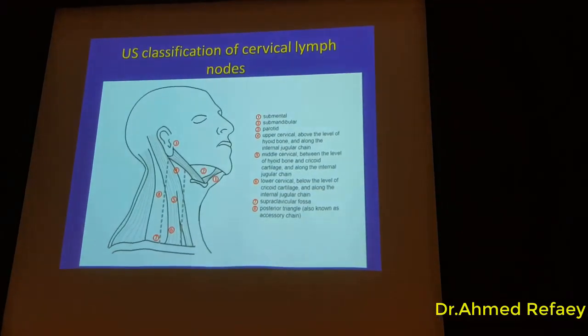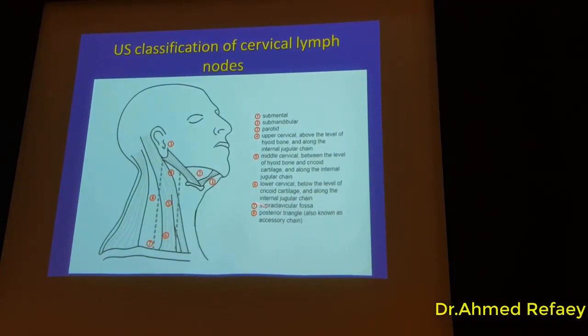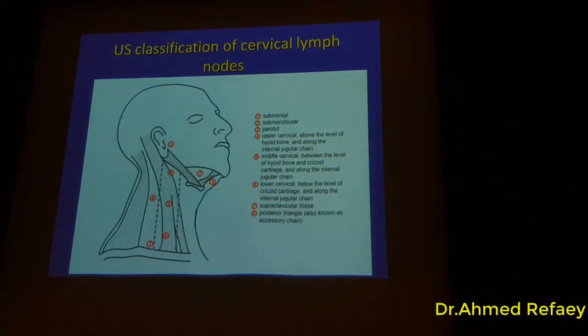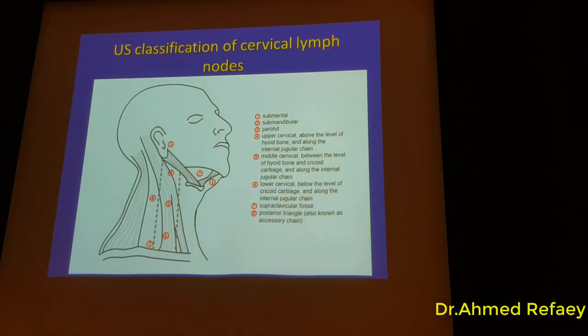Group 1 is the submental group. Group 2, submandibular. Group 3, parotid group. Groups 4, 5, 6, these are along the internal jugular vein. Group 7, supraclavicular node. And group 8 is the posterior cervical lymph node.